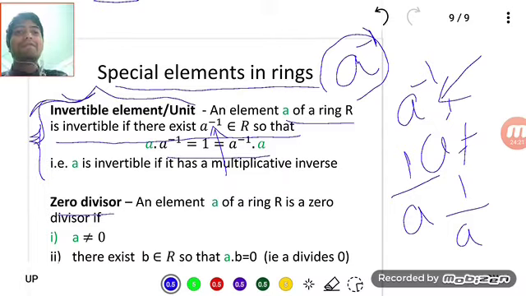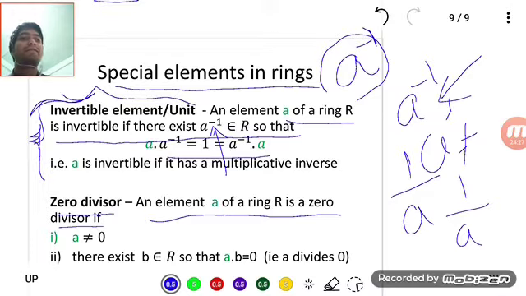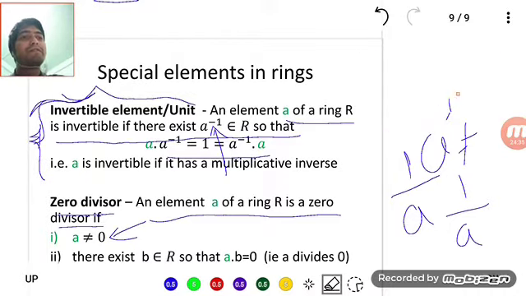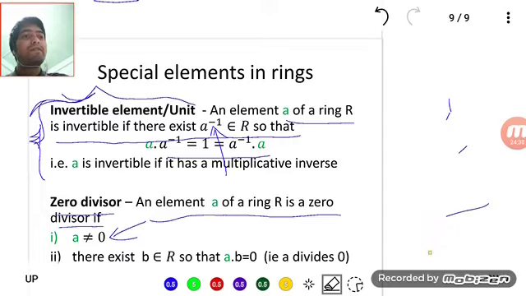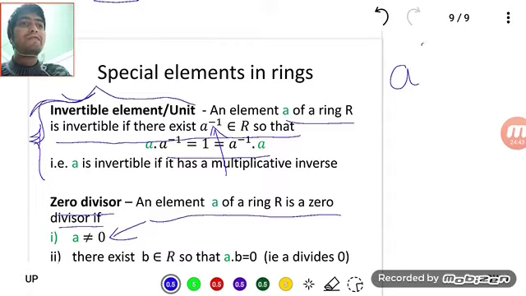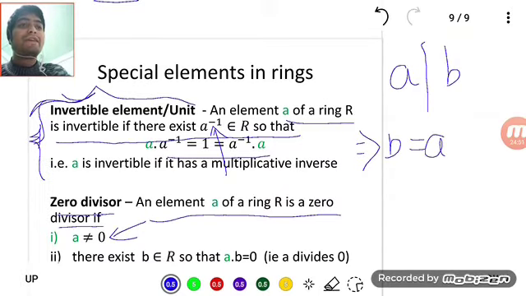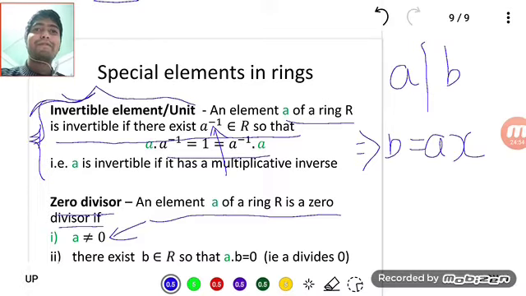And also we have 0 divisors. An element a of a ring is a 0 divisor if a is unequal to 0. I will explain why we need that. Some of you may be confused. In number theory, what have you done? You have this: A divides B, you can write B equal A x, for some integer x.